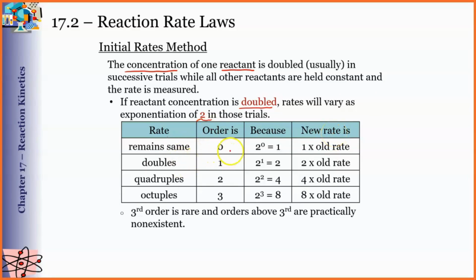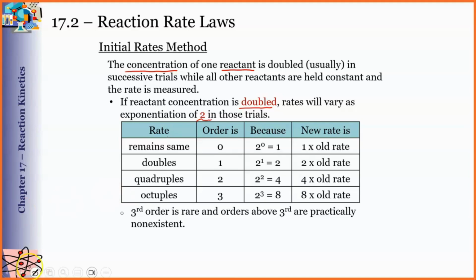If the rate remains the same, the order is 0 because we know 2 to the 0 is equal to 1, or any value to the 0 power is going to be 1. If we double the rate, the order is 1 because 2 to the first power is 2 times the old rate. If the rate quadruples, the order is second because 2 to the second equals 4, or 4 times the old rate. And if the rate octuples, it's going to be third order because 2 to the third is going to equal 8. Third order is very rare. It's practically non-existent. And we're going to do practice with this. We're going to see what this means.